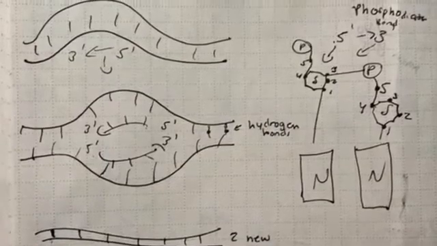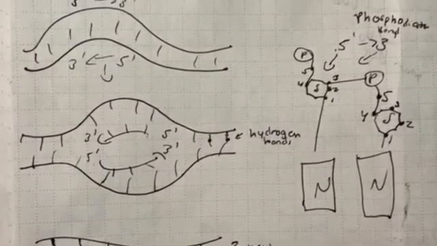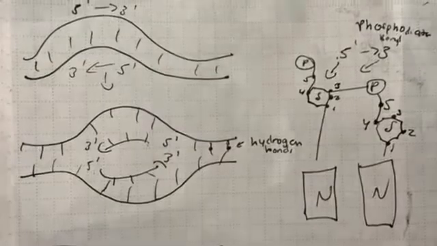The leading strand is the bottom strand that goes from 3 to 5, and the lagging strand is the top strand that goes from 5 to 3.